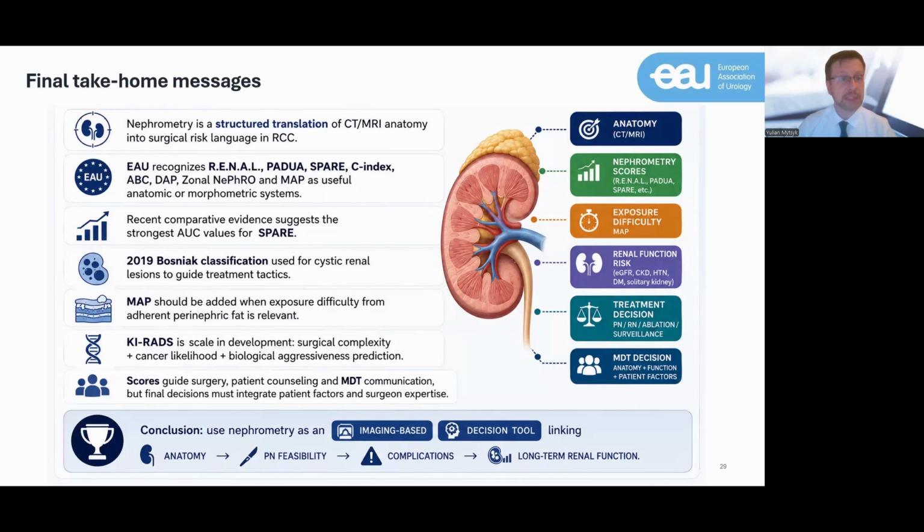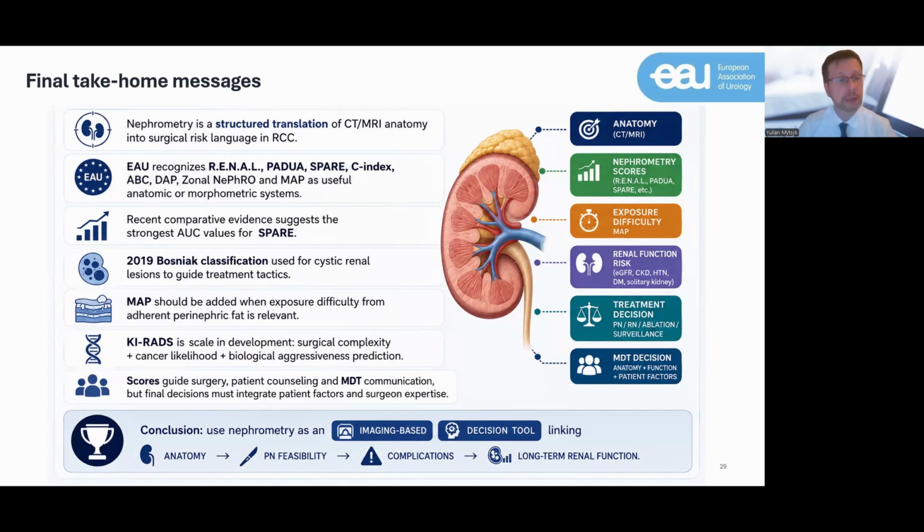The final take-home messages. Nephrometry is a structured translation of the CT or MRI anatomy into surgical risk language in renal cell carcinoma. The European Association of Urology recognizes the RENAL, PADUA, SPARE, ABC, DAP, zonal NePhRO, and MAP as useful anatomic or morphologic systems. Recent comparative evidence suggests the strongest area under the curve values for the SPARE system.